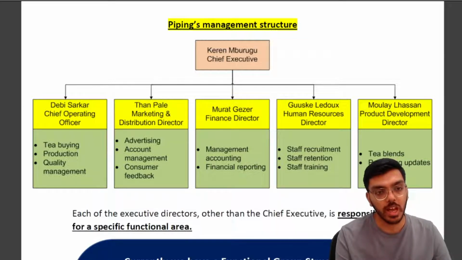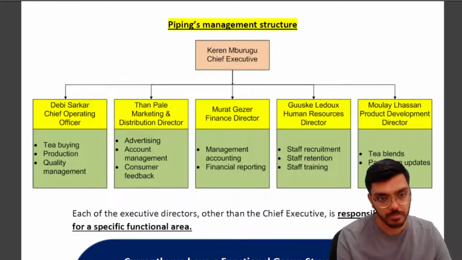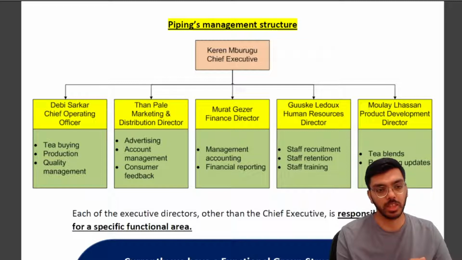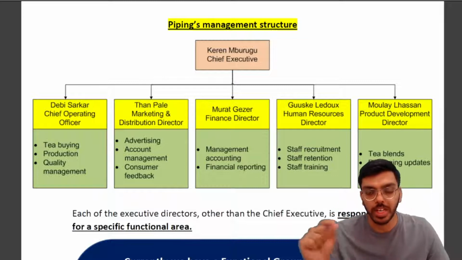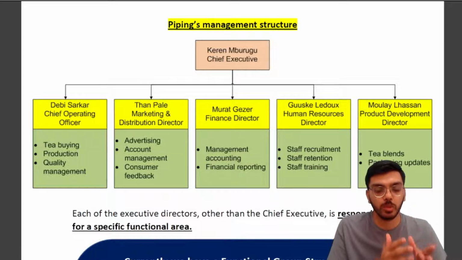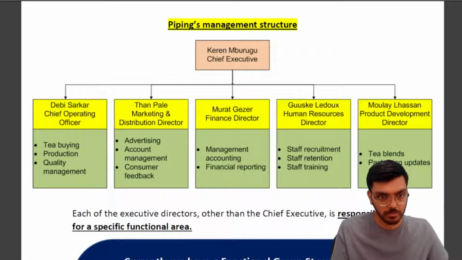Under her, we have Debbie Sarkar, who is the chief operating officer. Debbie deals with buying, production, quality management. So everything relating to operations falls under Debbie's remit.